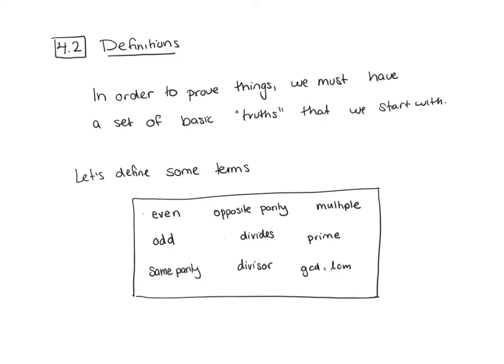But those terms are even, odd. We're going to talk about what it means to have the same parity and the opposite parity. We'll talk about what it means when one number divides another number, and then what a divisor or a multiple is. And then we'll talk about prime numbers and GCDs and LCMs, so greatest common divisors and least common multiples. So before we move on, I encourage you to take a second and see if you can come up with definitions for each of these terms.